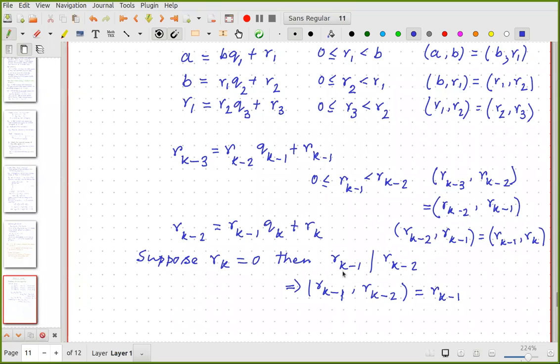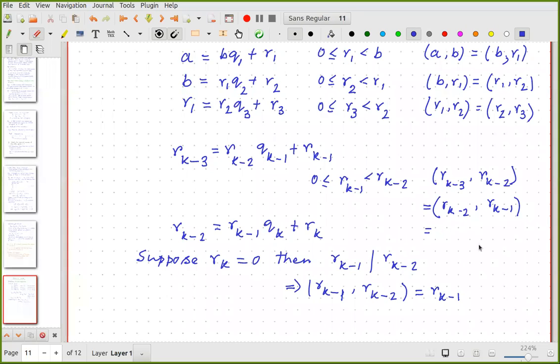We did not actually need this because R_k is 0, so we don't need to write this, because this is just 0. So the GCD process stops in that step. Then R_{k-1} divides R_{k-2} because R_k we have assumed to be 0. And the GCD of R_{k-1} and R_{k-2} is simply R_{k-1}, and that is what is here. So we have that this GCD is equal to R_{k-1}.